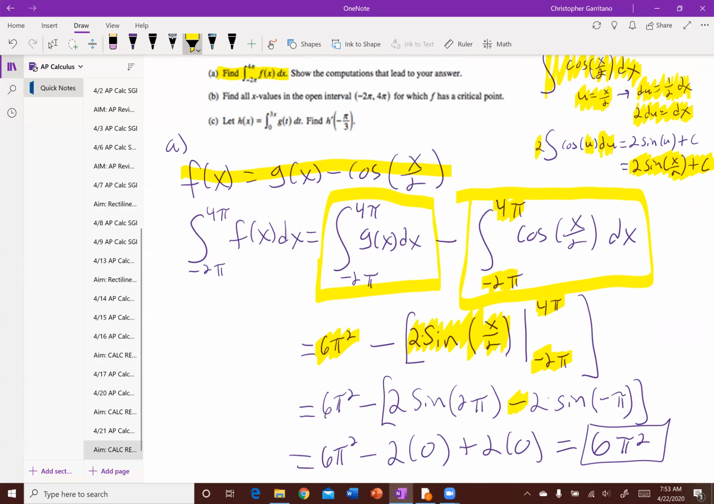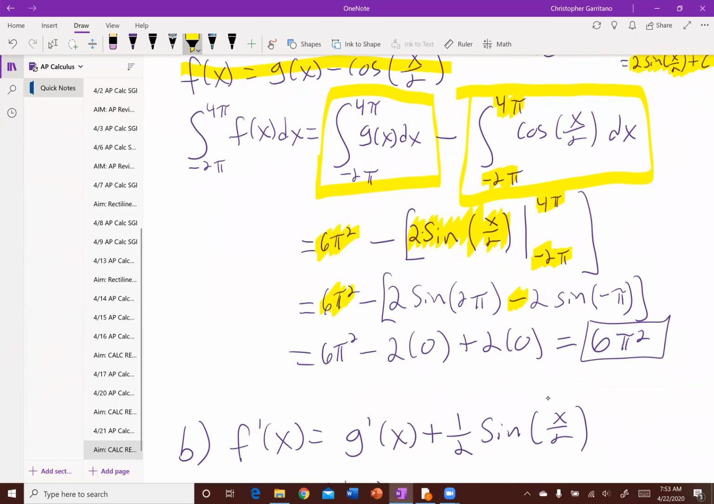All right, so anyway, I have 6 pi squared. That just kind of comes along from above. And then I have 2 times sine of 2 pi. You might be wondering where the 2 pi comes from. Well, 4 pi over 2 is 2 pi. Minus 2 sine of negative pi. You might be wondering where negative pi comes from. Well, negative 2 pi over 2 is negative pi.